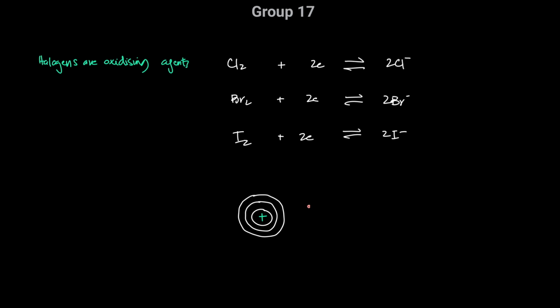Remember, the halogens want to gain electrons. And down the group, as the number of shells increases, shielding increases and radius increases. The incoming electron experiences weaker nuclear attraction. It's harder to gain an electron as we go down the group. Weaker attraction means that the tendency to gain electrons decreases down the group.